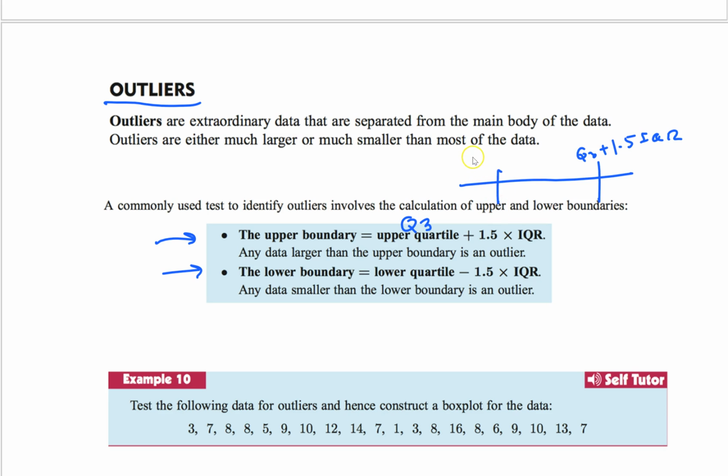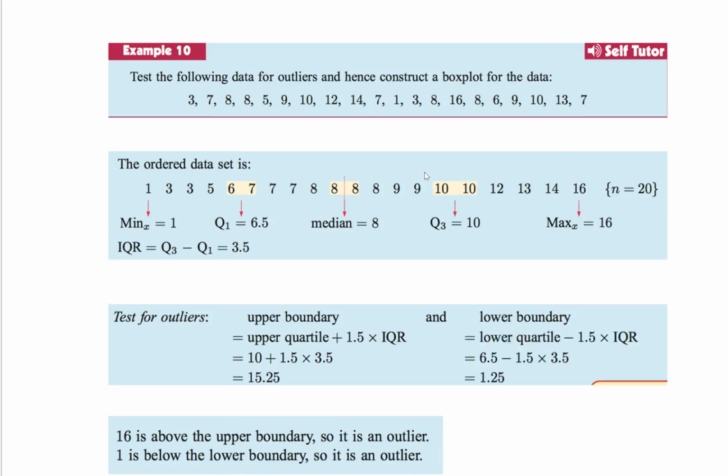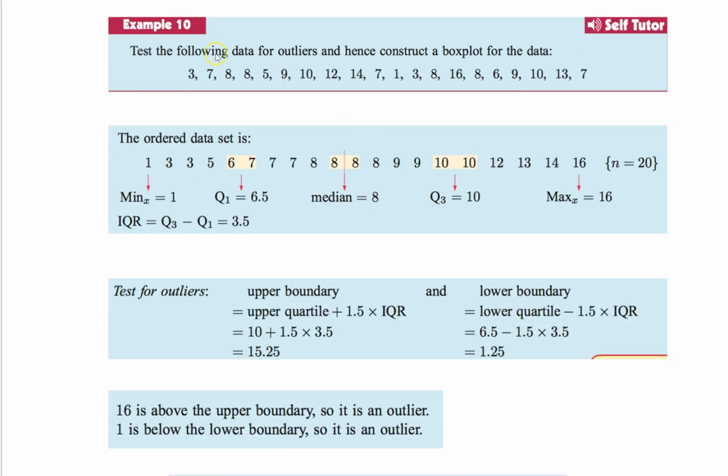And on the other side, if you have this boundary right here, which is Q1 minus 1.5 times the IQR, anything that falls below that is an outlier on the other side, too small. So that's the way outliers work. Let's look at a quick example. So, the test has the following data set. All these numbers, they want you to find an outlier.